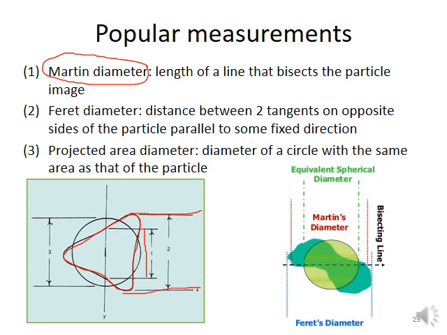Projected area diameter is the diameter of a circle with the same area as that of a particle. For example, this is the projected area, which is almost the same as the area of the particle. So let's assume that this is a particle. Then this is the Feret's diameter. This is the Martin's diameter of the particle. Okay.